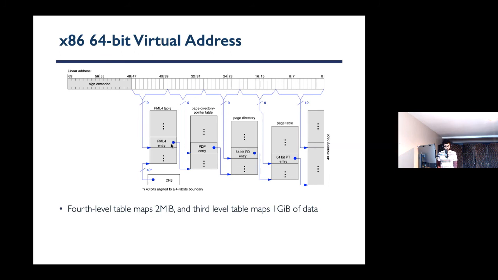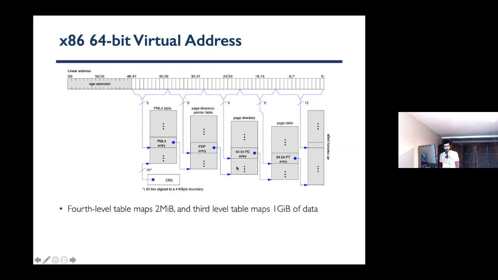Okay, so let's do some interesting math. Each page is 4 kilobytes. Now, if I'm using 9 bits to index into the 4th level page table, that means I have 2^9 entries here. Each entry is going to point to a 4 kilobyte page. So 2^9 times 4 kilobytes would be 2 megabytes. So this 4th level page basically covers 2 megabytes of memory.